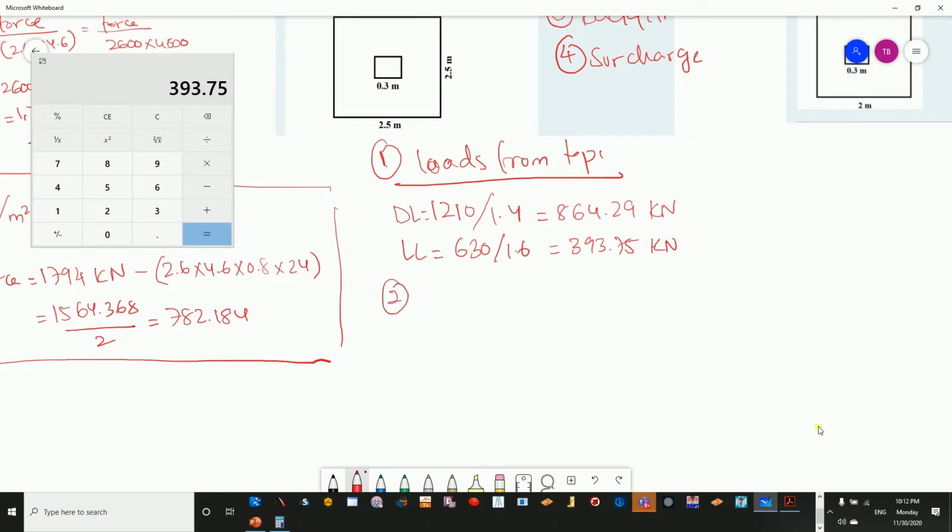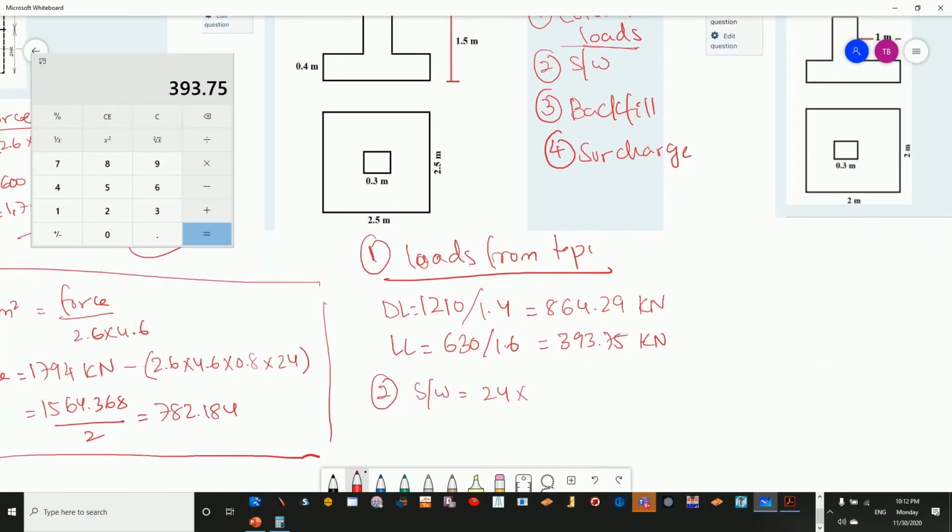Number two is the self weight, and once again the self weight of the foundation is 24 multiplied by 2.5 multiplied by 2.5, the length and width of the foundation, multiplied by 0.4, sorry, which is the thickness here, and this is going to give you 60 kilonewton.